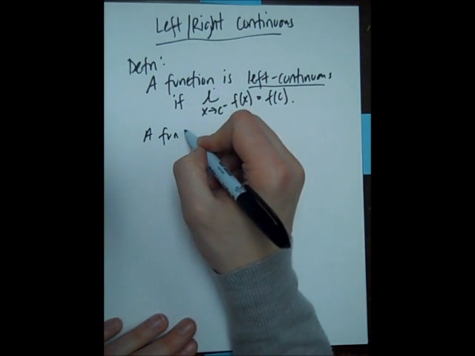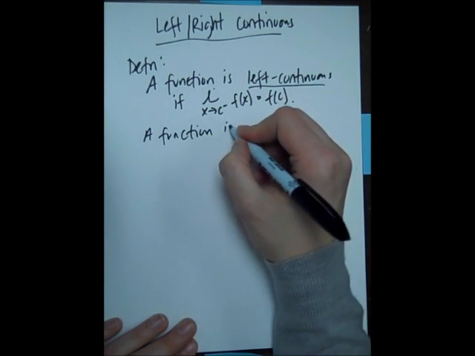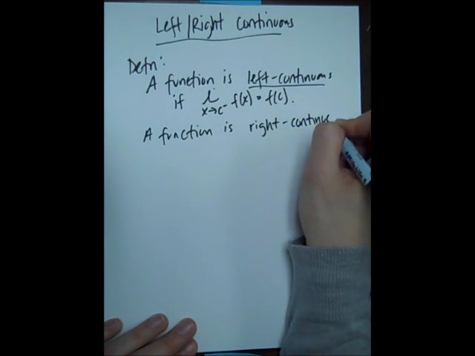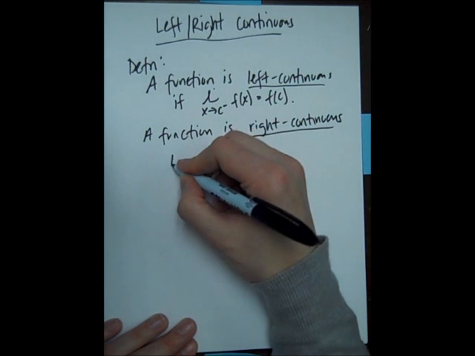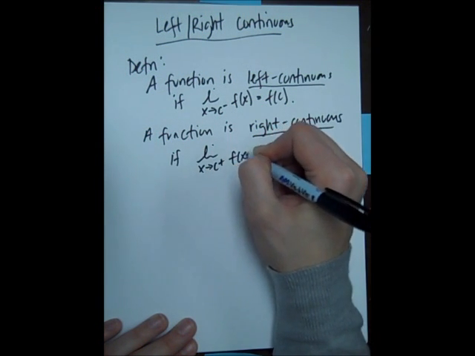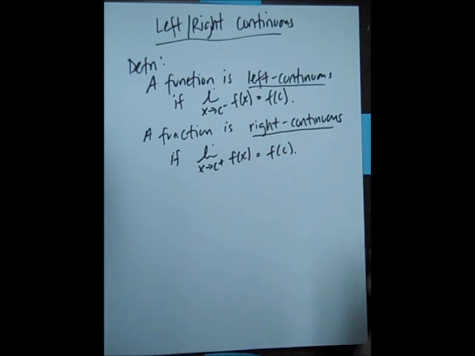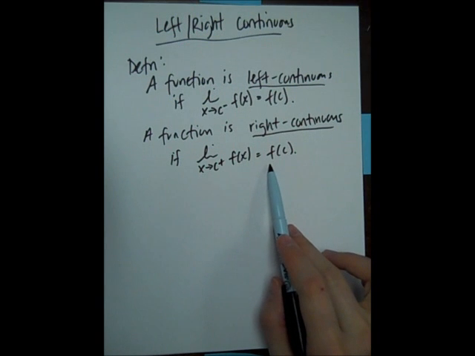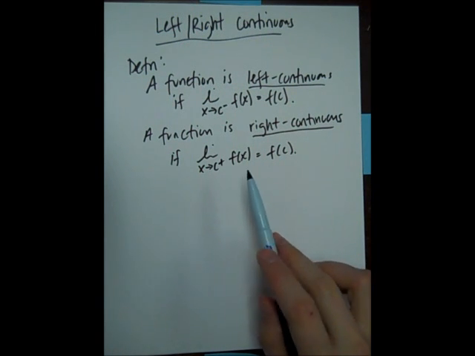We also have that a function is right continuous if the limit as x approaches c from the right of f of x is f of c. So we're not saying that the entire limit had to be f of c, we're saying that just the limit from the right had to be f of c.